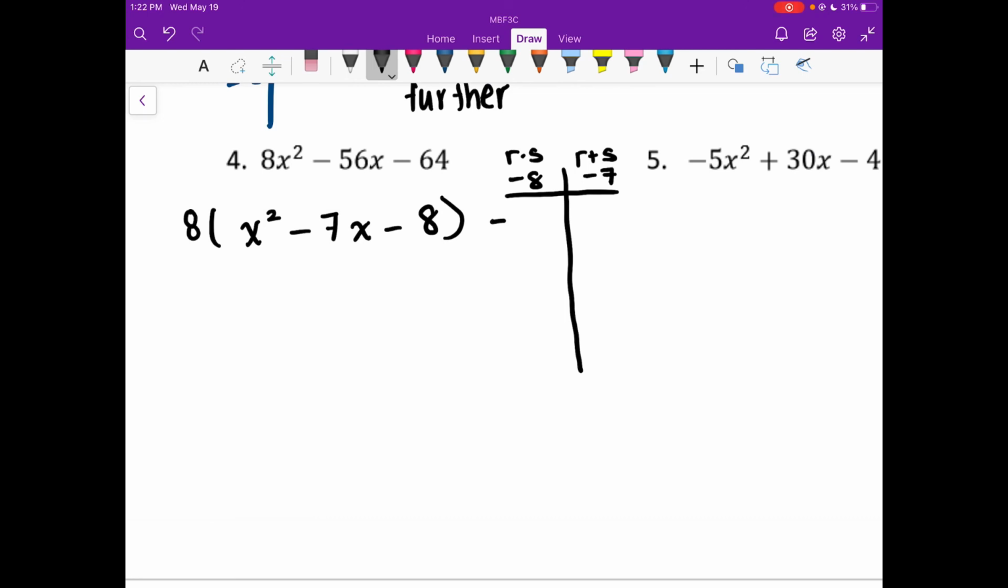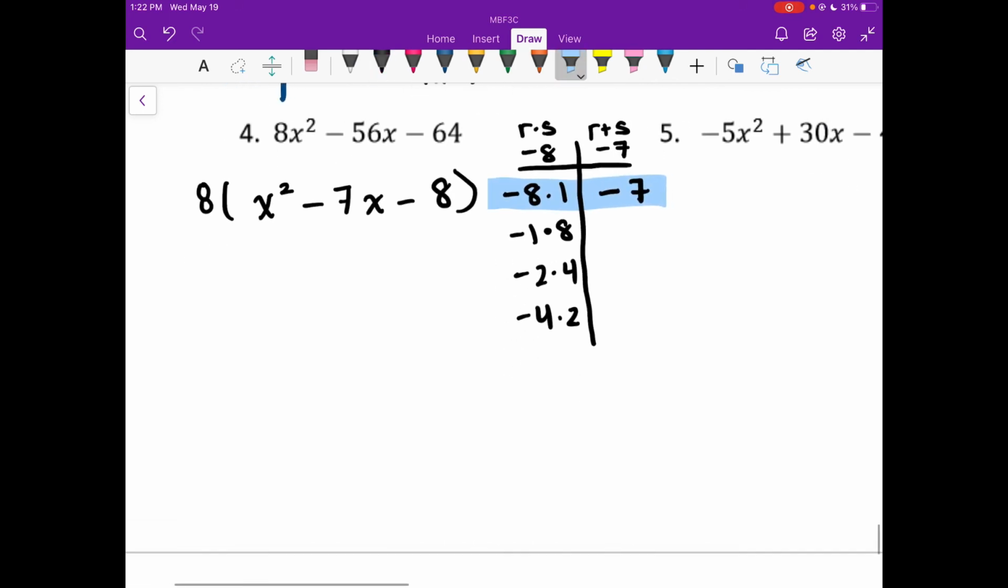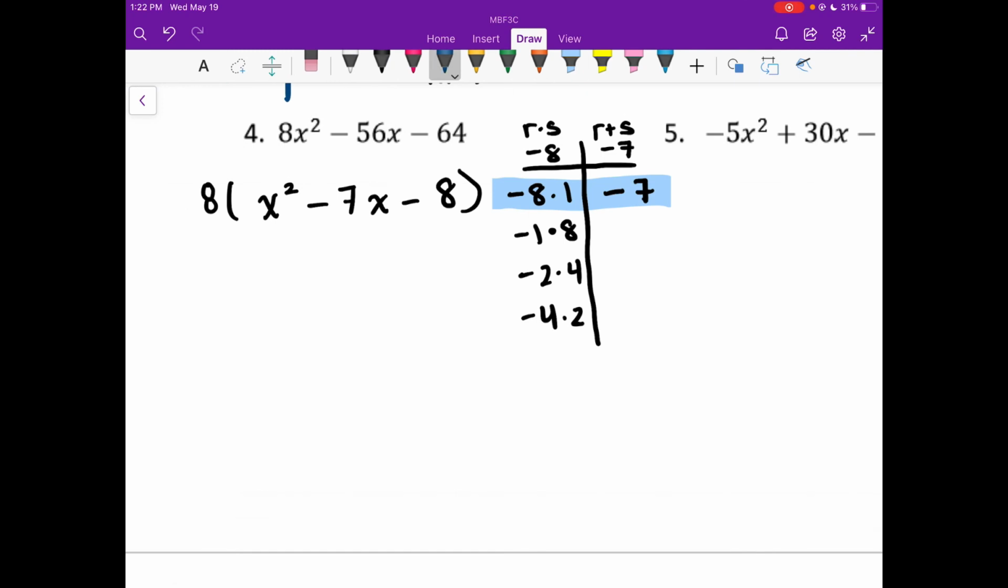So let's look. -8 times 1, -1 times 8, -2 times 4, or -4 times 2. All of these give me -8. So if I did -8 plus 1, I would get -7. I don't even need to go through the rest of them. I already have my answer. So my two numbers, my r is going to be -8. My s is going to be +1.